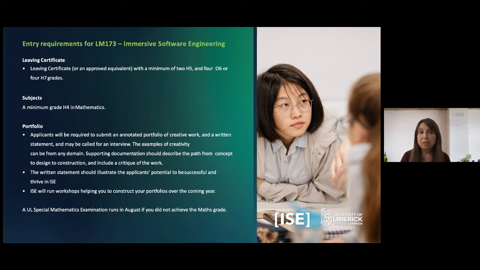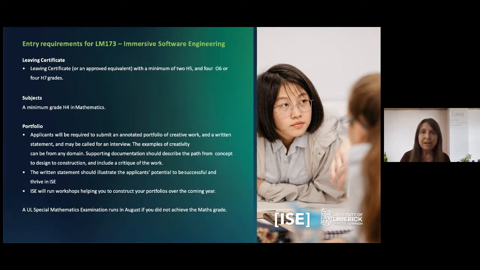Well, you need to pass, of course, the Leaving Certificate, and probably to pass it relatively well. If you are from abroad, any approved equivalent is good as well. The criteria are a minimum of 2 H5 and 4 O6 or 4 H7 grades, so that's pretty standard. For the subjects, the minimum that you need to have is an H4 in mathematics.